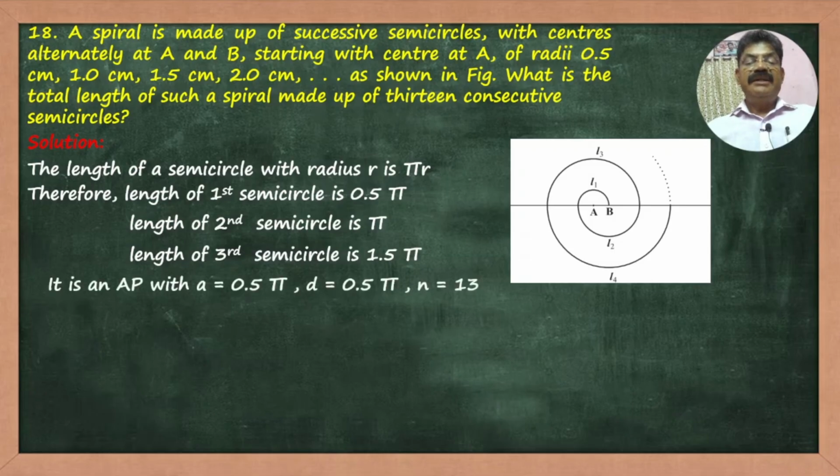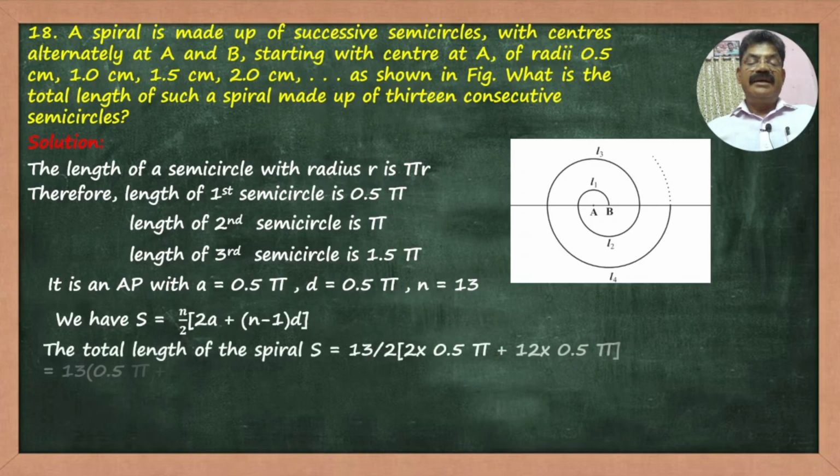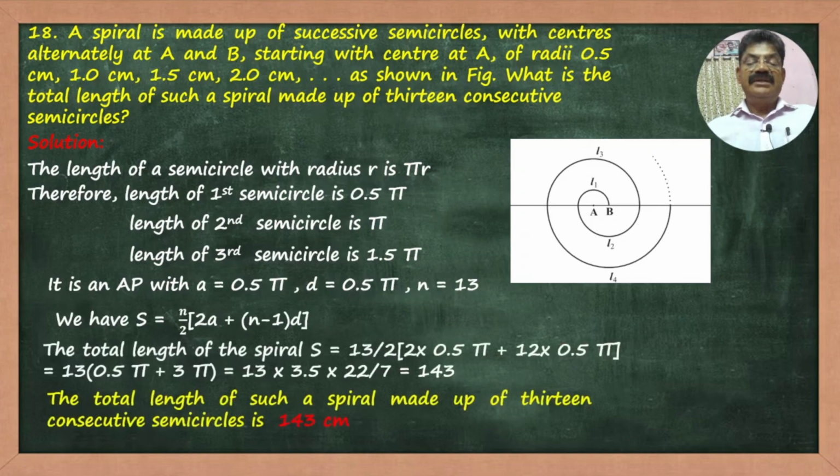Clearly, it is an arithmetic progression with a = 0.5 pi, d = 0.5 pi and n = 13. So just substitute these values in the formula, you get S is equal to 143 centimeters. So very simple.